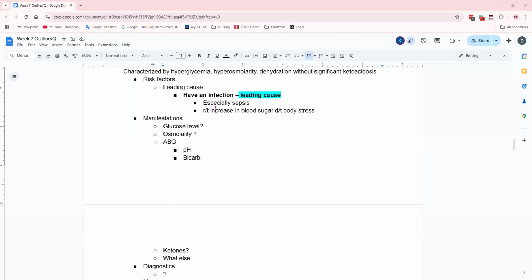For manifestations, plasma glucose level is greater than 600. It will be sky high. This person is very concentrated and peeing out a lot, noted here for hyperosmolarity and dehydration. Osmolarity is 320 or greater, so they're going to look pretty concentrated.